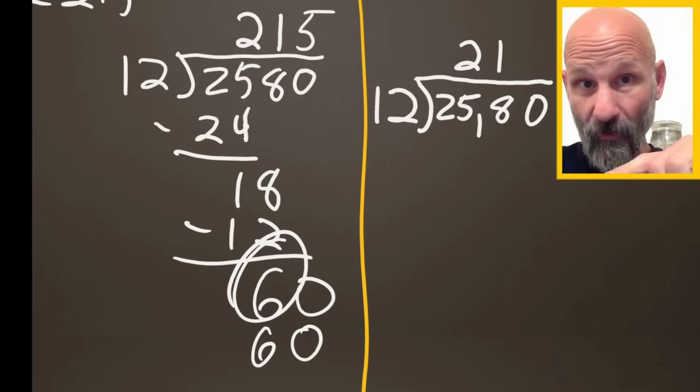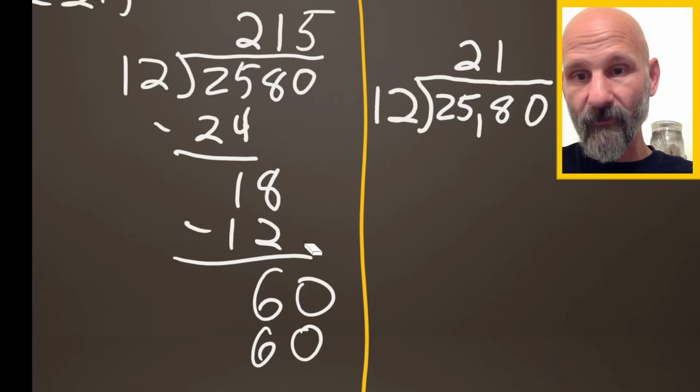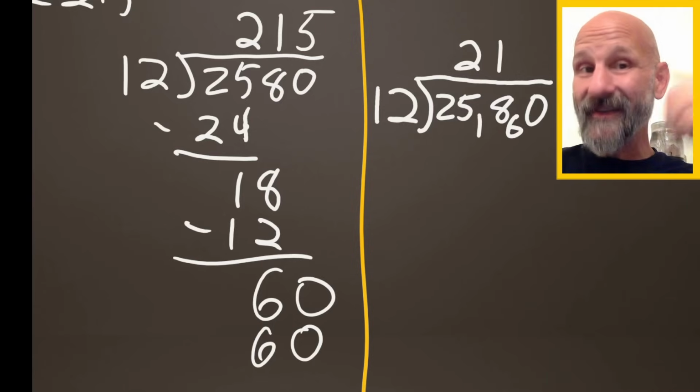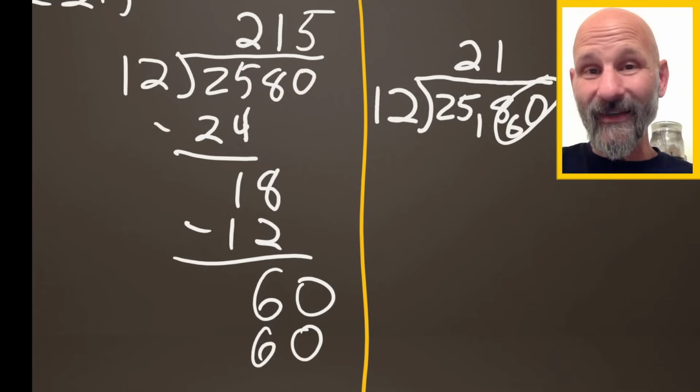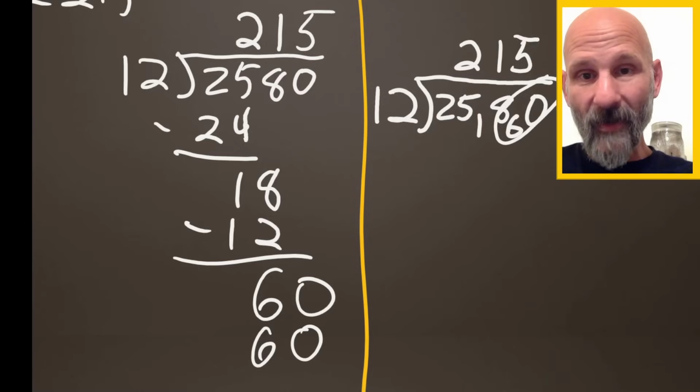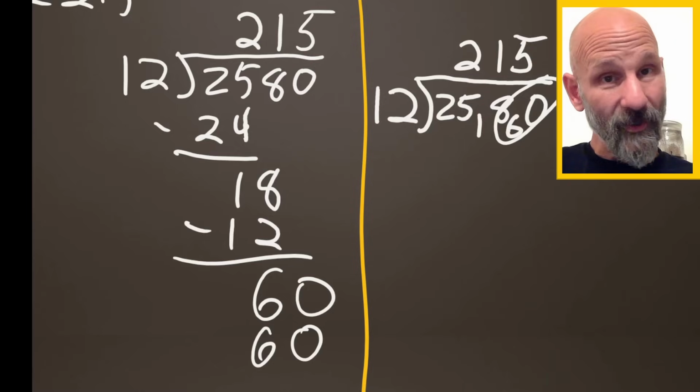And then we brought the 0 down next to it. Well, in this case over here, we're going to leave the 0 and put the 6 next to the 0. Now we're looking at 12 divides into 60. Well, 12 times 5 makes an even 60, and there we're done.